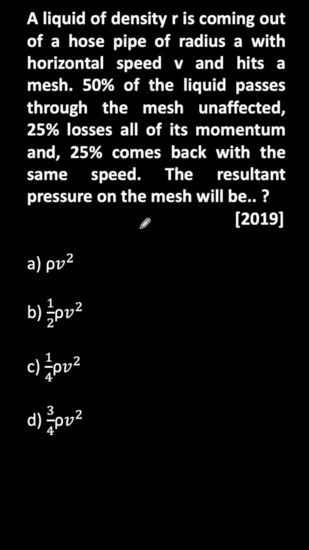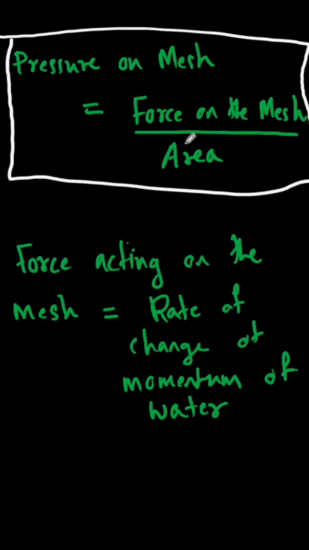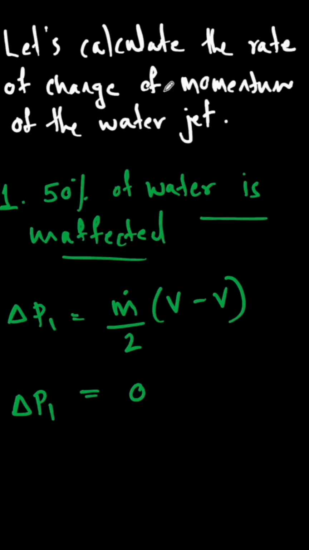Pause the video and read the question completely. Pressure on this mesh is given by force acting on the mesh divided by area of the mesh. Force acting on the mesh must be equal to rate of change of momentum of the water passing. Okay, so let's calculate rate of change of momentum of the water jet.